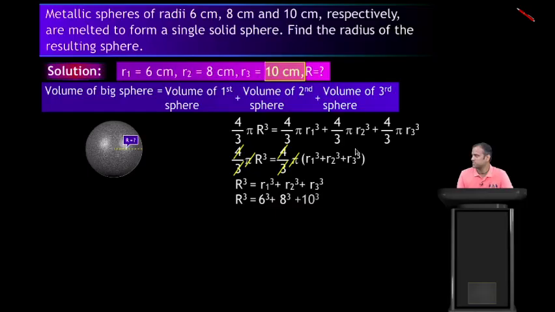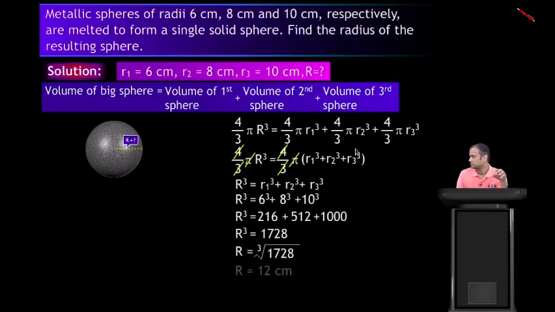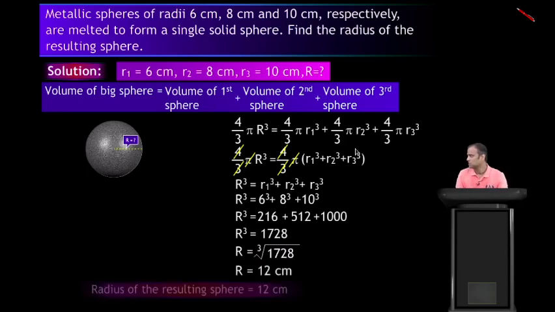So it's so easy. 6 cube is 216, 8 cube is 512 and 10 cube is 1000. And then we have to find the cube root of 1728. Okay, do you know what the answer is? You can find it by factorizing. It is the cube root of 1728, which is 12. So the radius of the resulting sphere is 12 centimeter.